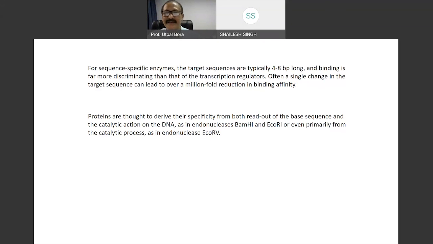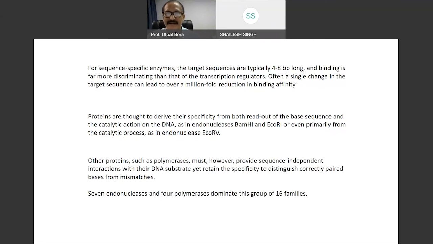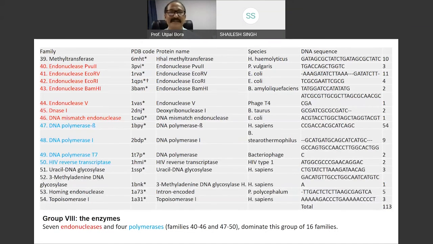The proteins are thought to derive their specificity from both readout of the base sequence and the catalytic action on the DNA, as in endonucleases BamHI and EcoRI, or even primarily from the catalytic process, as in endonuclease EcoRV. There are other proteins such as polymerases. They must, however, provide sequence-independent interactions with their DNA substrate, yet retain the specificity to distinguish correctly paired bases from mismatches. So 7 endonucleases and 4 polymerases dominate this group of 16 family.